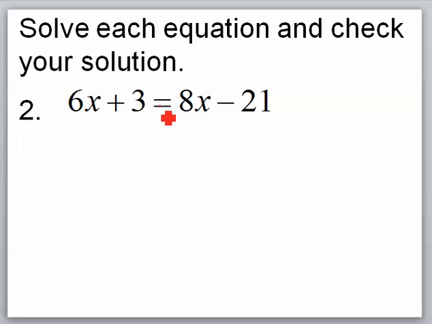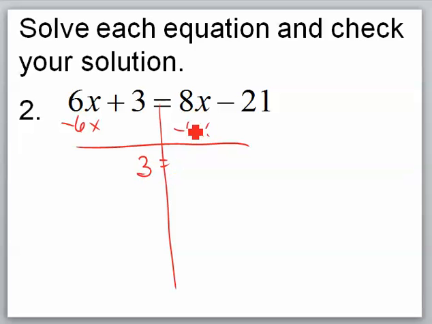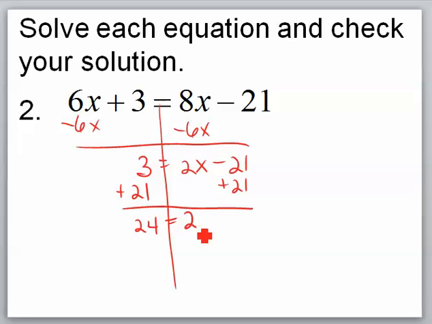On the next problem here, again, draw the line down to equals. On the left-hand side, I can't combine anything. On the right-hand side, I cannot combine anything. So what I'm going to do is pick the smallest x to move. And I'm going to go ahead and move the 6x to the right-hand side. That gives me 3 equals 8 minus 6, which is 2x, minus 21. Then I want to get rid of the minus 21 by adding 21 to both sides. That'll give me a 24. And then I'll divide by 2 on both sides, and I get 12 as my solution.